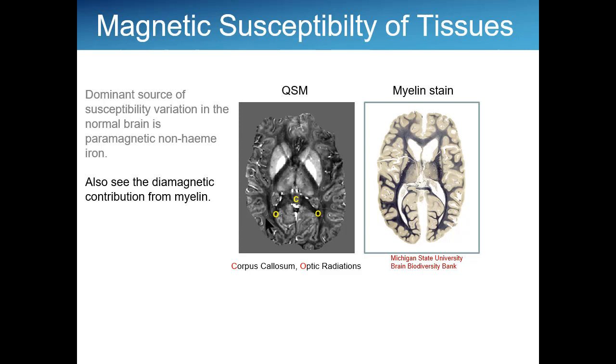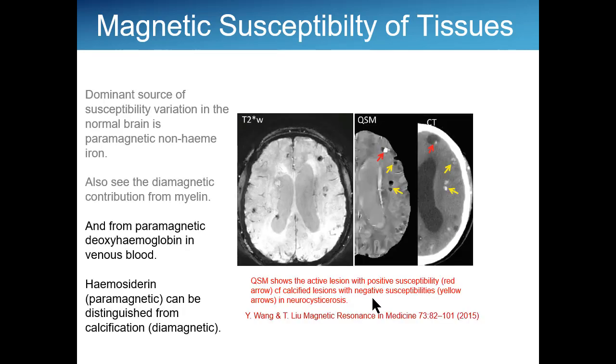So we see that mainly in the large tracts, as we see here, the corpus callosum and the optic tracts there. And correspondingly, we see those structures in a myelin-stained brain section. If we're thinking about where there's pathology, we also see quite strongly the effects of blood products related to a bleed, which are highly paramagnetic, and hemosiderin in particular. And we can also see the effects of calcifications, which are more diamagnetic than the surrounding tissue.